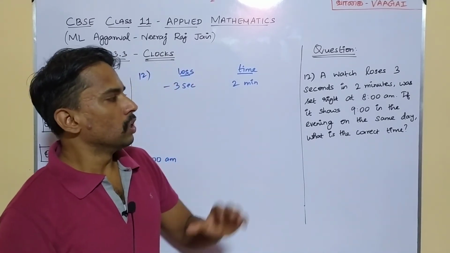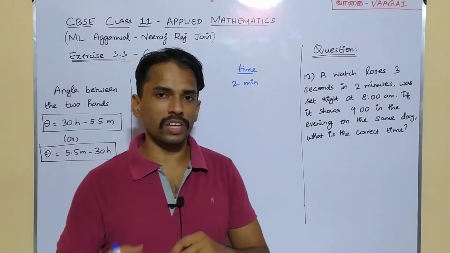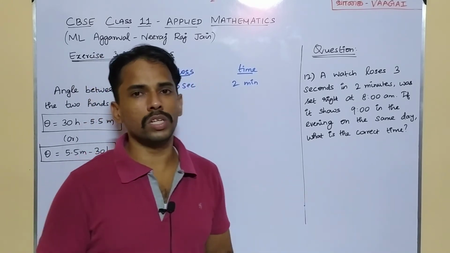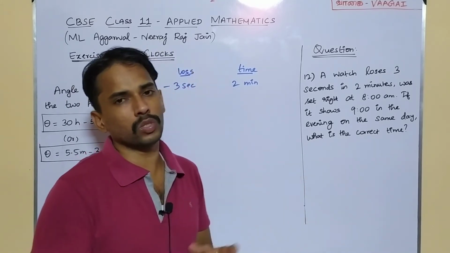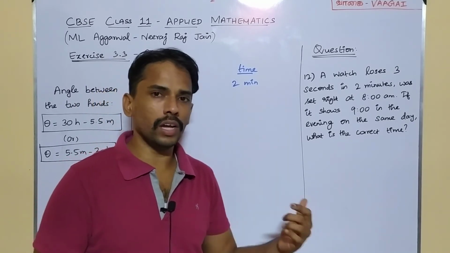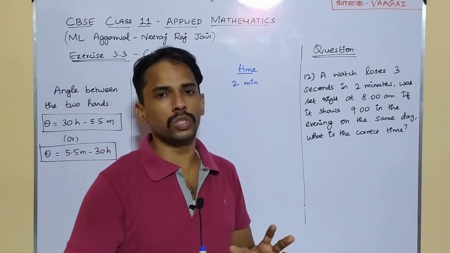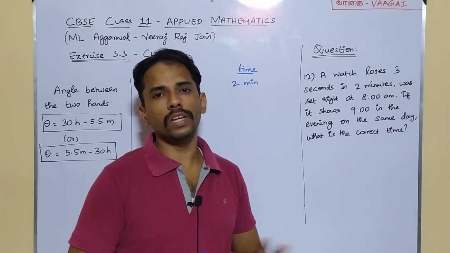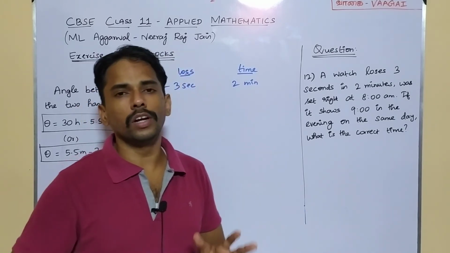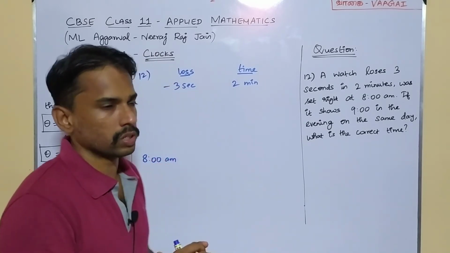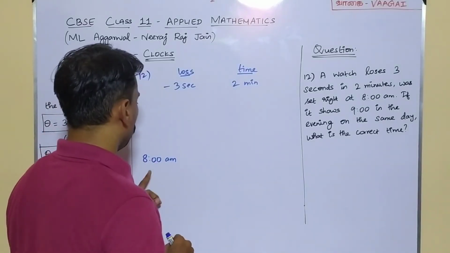So what is the correct time? Almost very similar to our previous question, question number 11, but this question is a little different from the previous question. Why? Because there we had the gaining concept, here we are having the losing concept, but the method we are going to use to solve it is going to be very similar. It is going to be the same method as how we did the previous question.